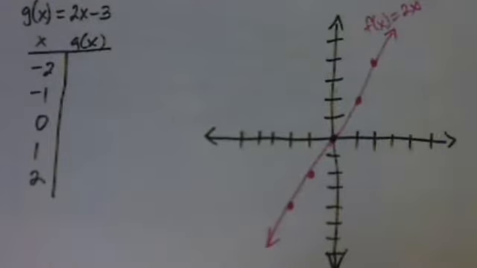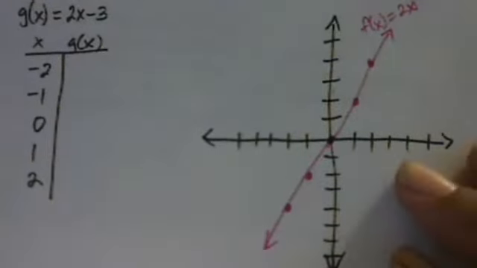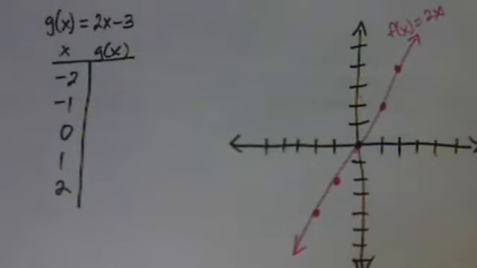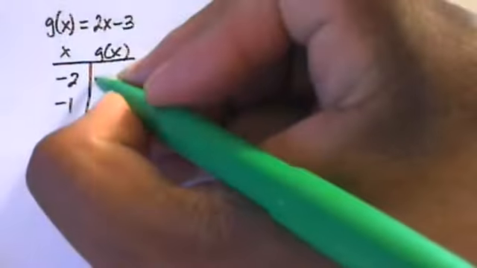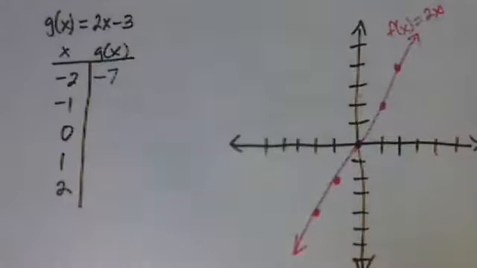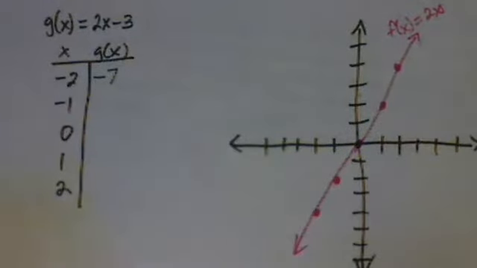Okay. Alright, now we got g of x is equal to 2x minus 3. So that means 2 times the value of x, and then we're going to subtract 3 from it. So if x is negative 2, we're going to have 2 times negative 2, which is negative 4. Negative 4 minus 3 will be negative 7. And then for x is negative 1, 2 times negative 1 is negative 2. Negative 2 minus 3 is negative 5.